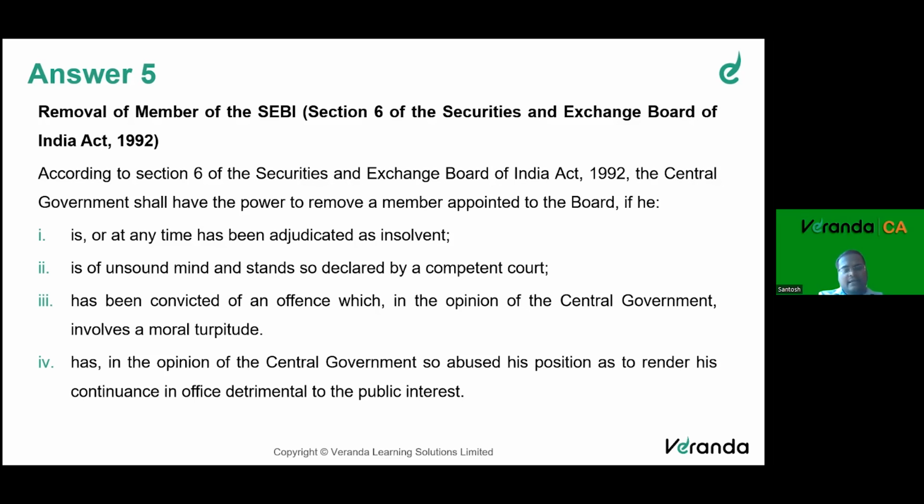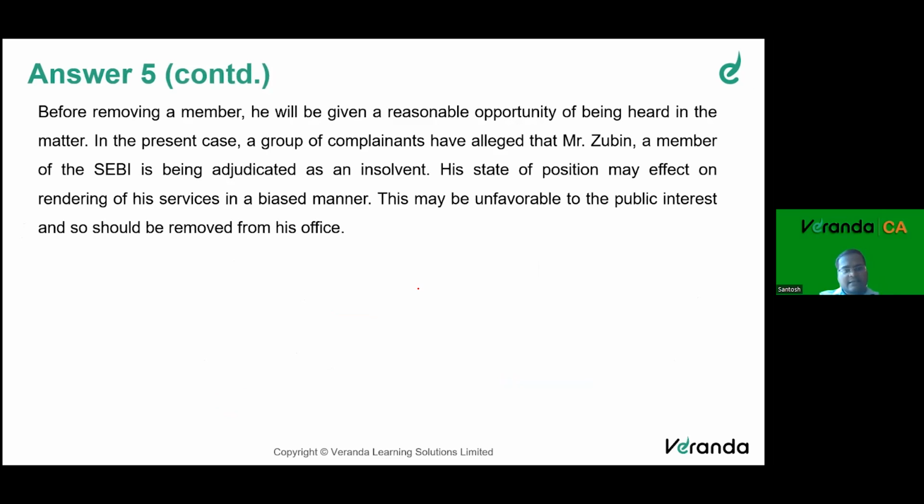4 points. A, adjudicated as an insolvent; unsound mind; has been convicted of an offence which involves moral turpitude; and abused his position and rendered his continuance in office detrimental to the public interest. So these 4 are the key points when the central government has the power to remove a member from the appointed board. In this case, one key point is that before he is removed, he shall be given a reasonable opportunity of being heard in the matter.